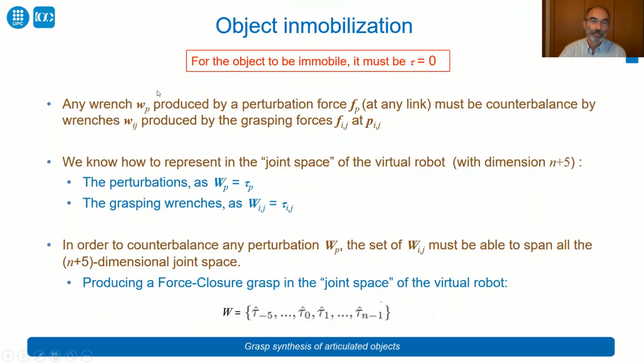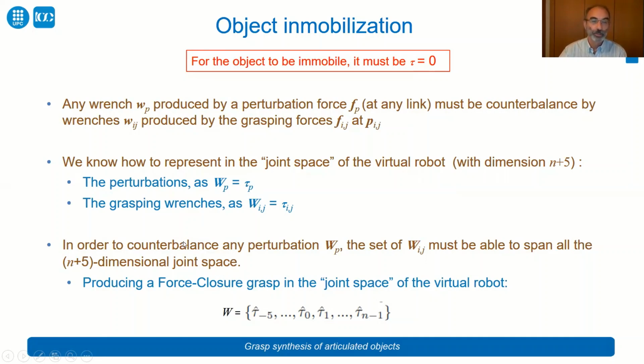So, if now we have a perturbation produced by a force on any link of the robot, it has to be counterbalanced by the range produced by forces applied on the contact points on the virtual robot. Actually, on the real links of the virtual robot. And we know, as we saw in the previous slide, how to model the perturbation and how to model the ranges applied by the fingers in the generalized range space of the robot joints.